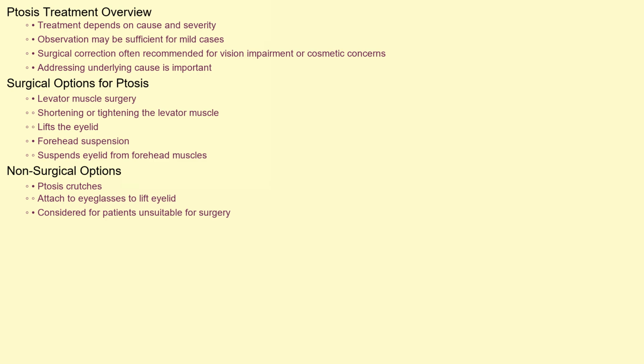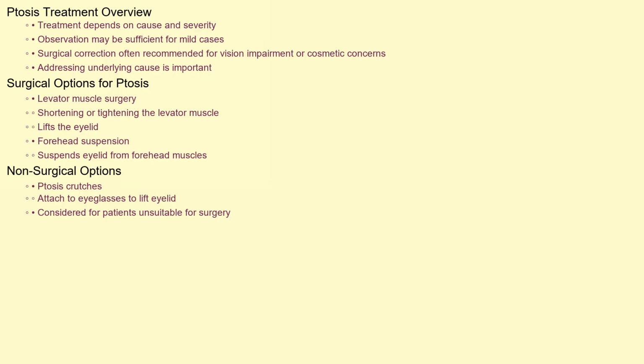Treatment for ptosis depends on the underlying cause and the severity of the condition. If ptosis is mild and doesn't significantly affect vision, observation may be sufficient. However, if ptosis impairs vision or is cosmetically bothersome, surgical correction is often recommended. The most common surgical procedure involves shortening or tightening the levator muscle to lift the eyelid. Another surgical option involves suspending the eyelid from the forehead muscles. Non-surgical options, such as ptosis crutches that attach to eyeglasses to lift the eyelid, may be considered for patients who are not suitable candidates for surgery.